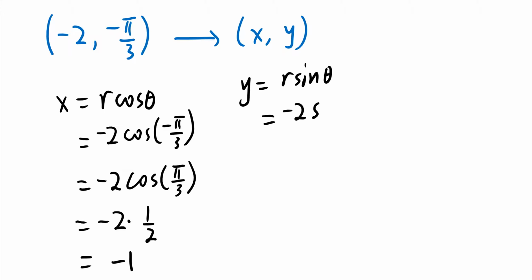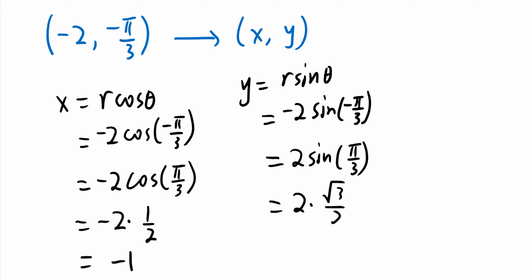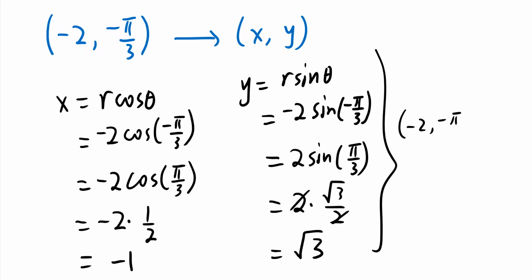For the y, r sine theta: -2 times sine of negative pi over 3. Again, from even-odd identities, sine of negative alpha is negative sine alpha, so it becomes positive. 2 times square root of 3 over 2; these cancel, so you get square root of 3. So the point -2 comma negative pi over 3 becomes -1 comma square root of 3. That's how we convert from polar to rectangular.